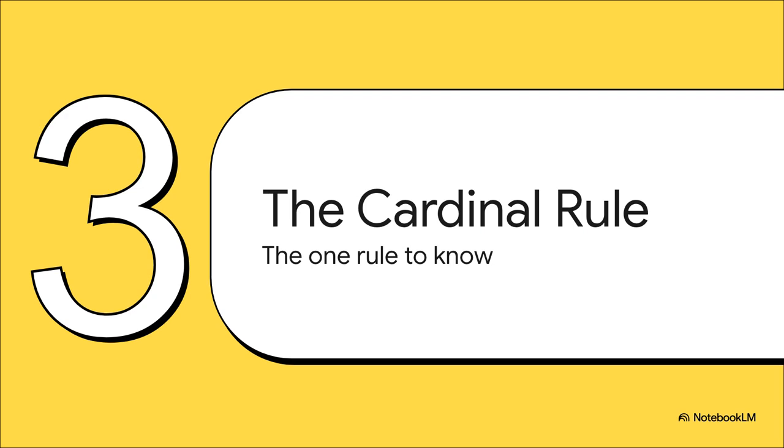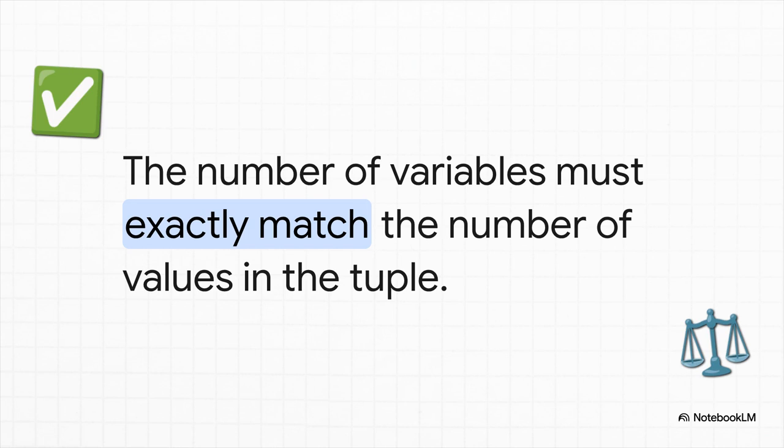Okay, so this is obviously a powerful tool, but it comes with one very, very important rule. You could call it the cardinal rule, and it's what makes sure your code works the way you expect it to, every single time. And here it is. The number of variables you have on the left side of the equal sign has to exactly match the number of items inside the tuple on the right. Got 3 items in your tuple? You need exactly 3 variables. 5 items? You better have 5 variables. It's this perfect one-to-one mapping that keeps everything predictable and error-free.